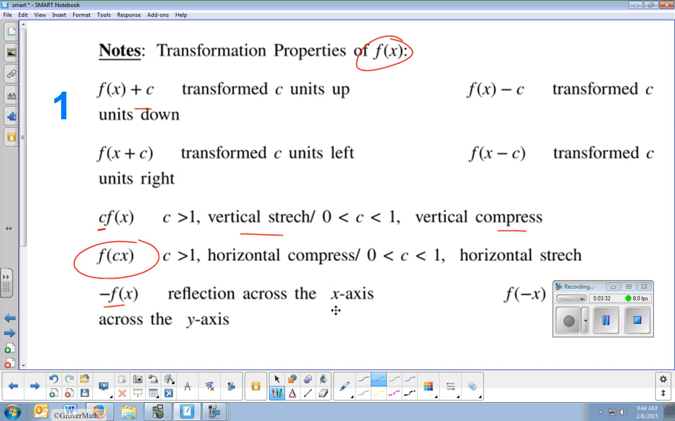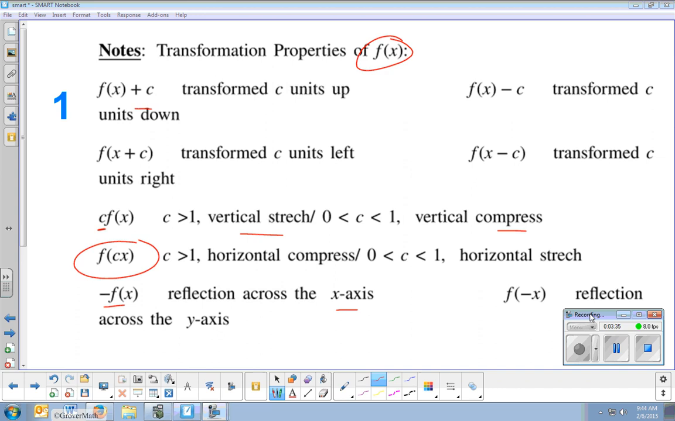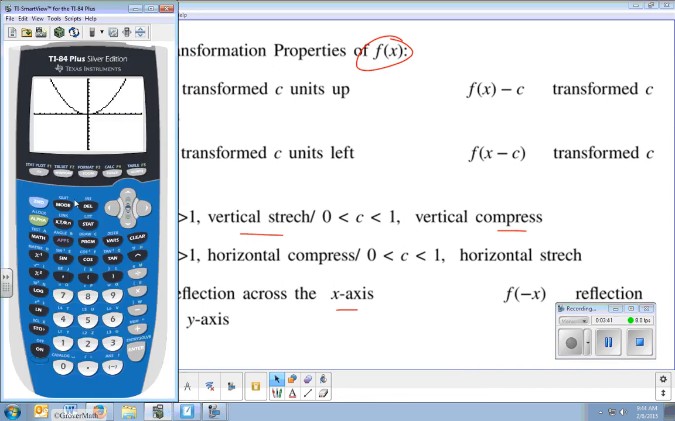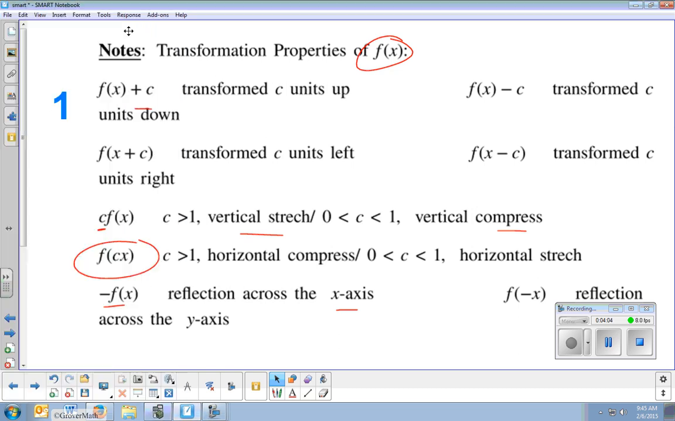Negating the front is going to reflect over the x-axis. Negating the inside reflects over the y-axis. But again, that's also difficult to explain here, especially on this example. Instead of doing negative x squared, if we did parentheses negative x parentheses squared, now this would be a reflection over the y-axis, but it won't look any different to you than the original because the original is symmetrical on the y-axis. So if I flip this on the y-axis, it looks exactly the same. But again, that's kind of a rare one too. So don't worry too much about the horizontal stretching and the y-axis reflections.